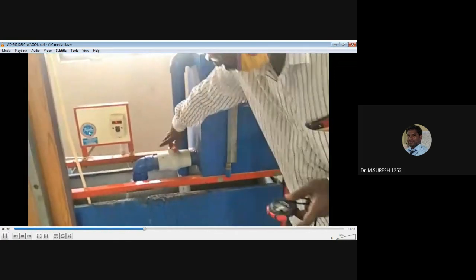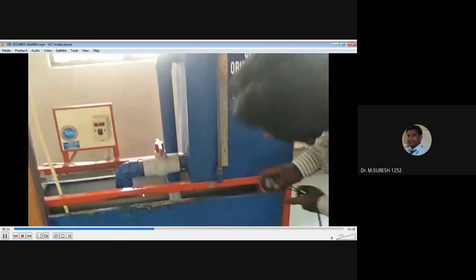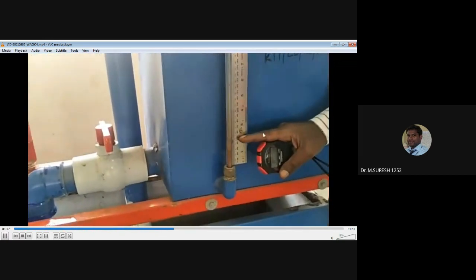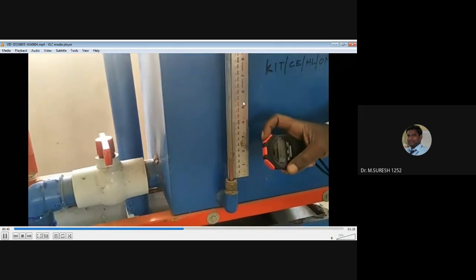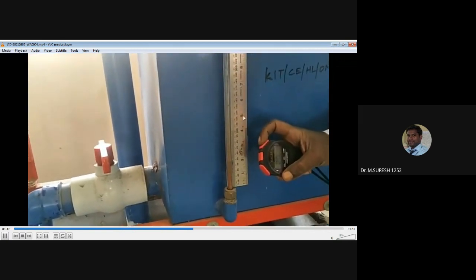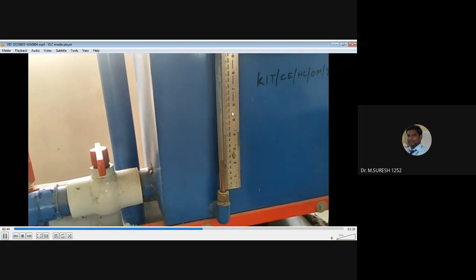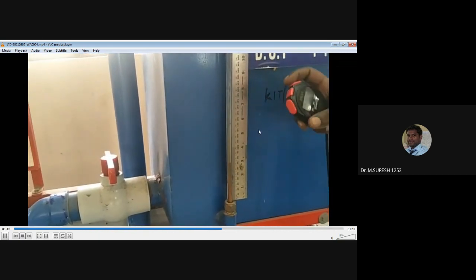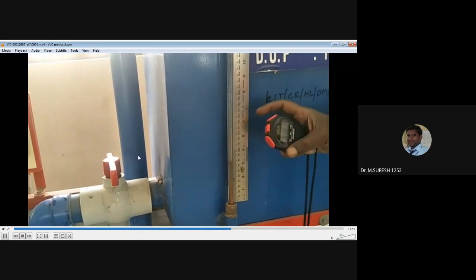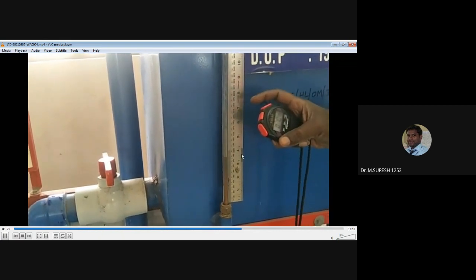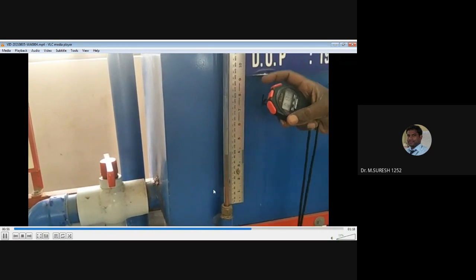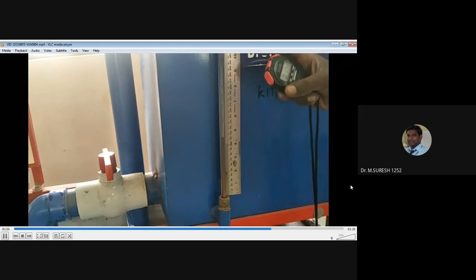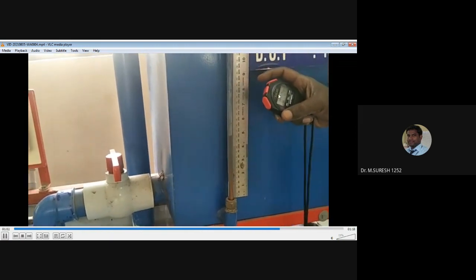And then, in the initial position, note the time required to collect the volume of water for every 10 centimeter rise of water. Every 10 centimeter rise of water, we need to take the time taken. And the fifth step, reduce the flow and note the new pressure difference and also the time required to collect the volume of water, again for a 10 centimeter height of water in the tank.